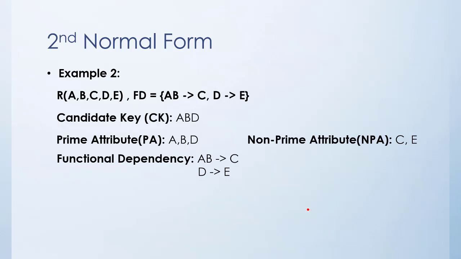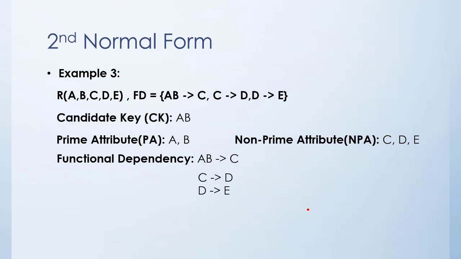Now consider this example where R is a relation of A, B, C, D, E, and the set of functional dependencies is given by AB determines C, C determines D, and D determines E. Now the essential attribute is obviously AB, and the AB closure is going to give me C.